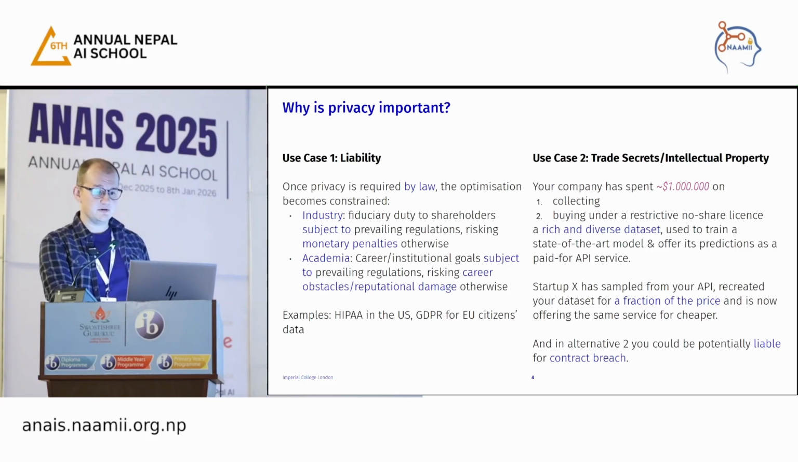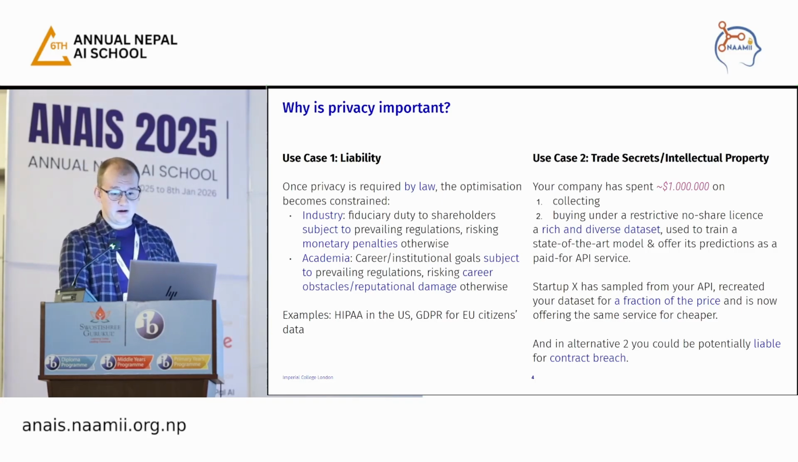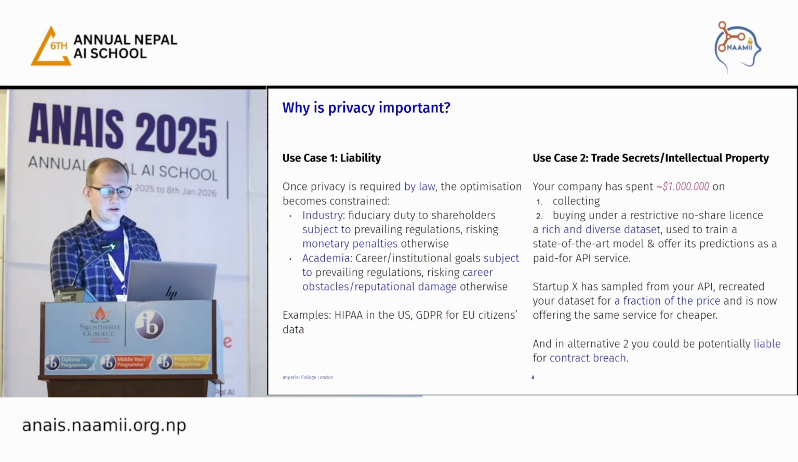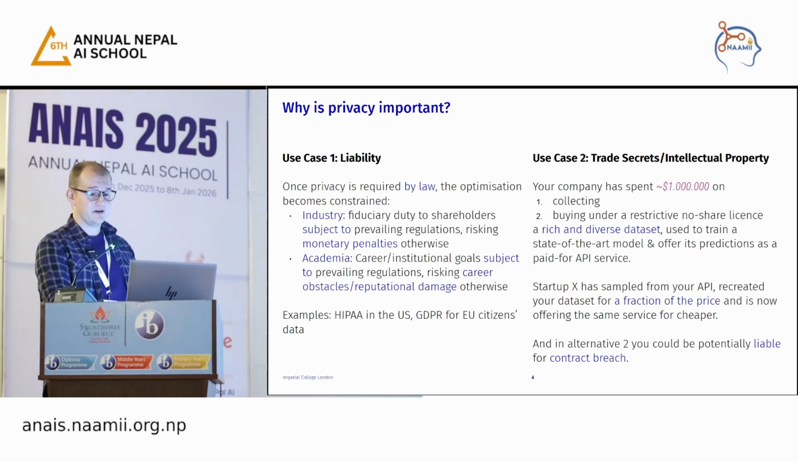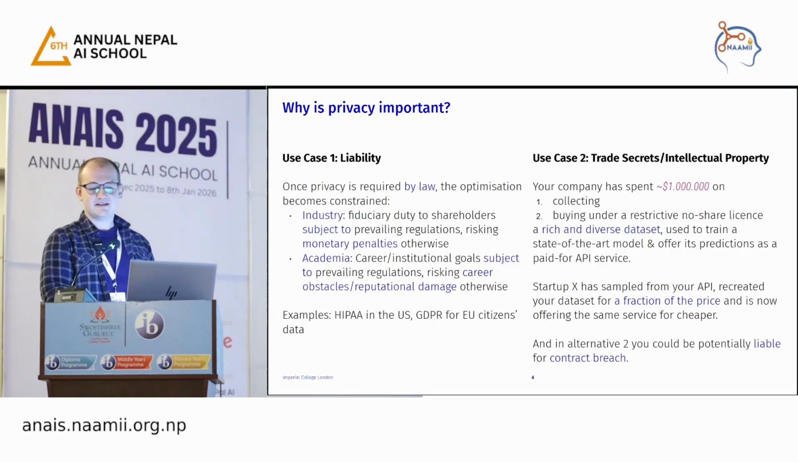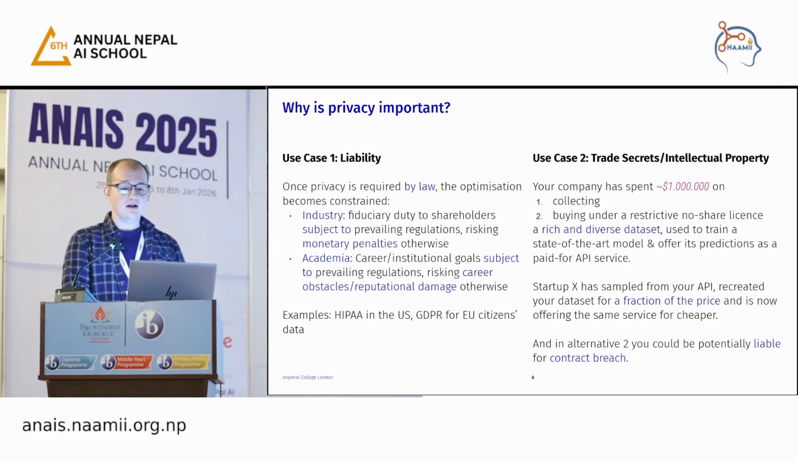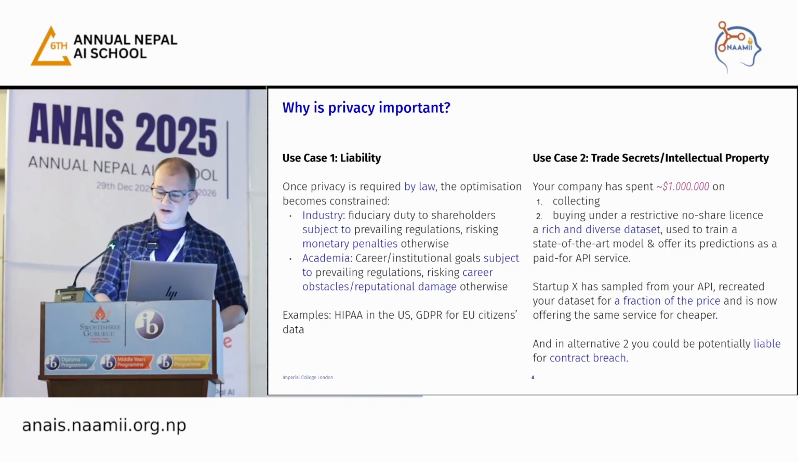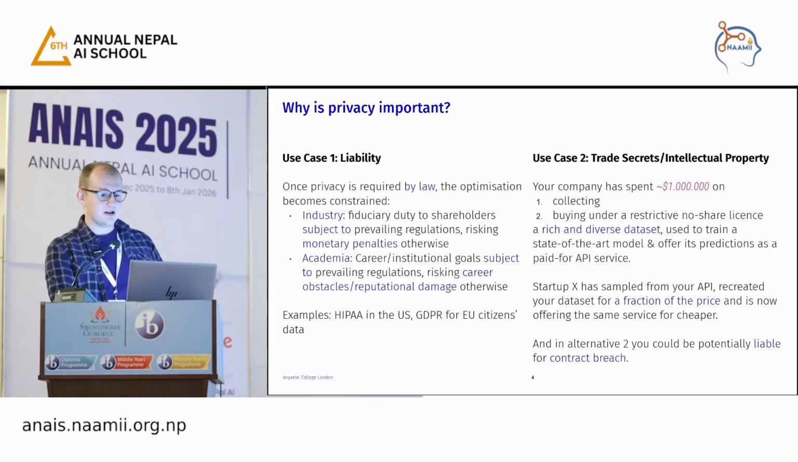So consider that your company has spent around $1 million on either collecting or buying, under a restrictive no-share license, signing a contract, a rich and diverse data set used to train a state-of-the-art model and offer its predictions as a paid-for API service. Great, right? You train the model, you can make money out of that.